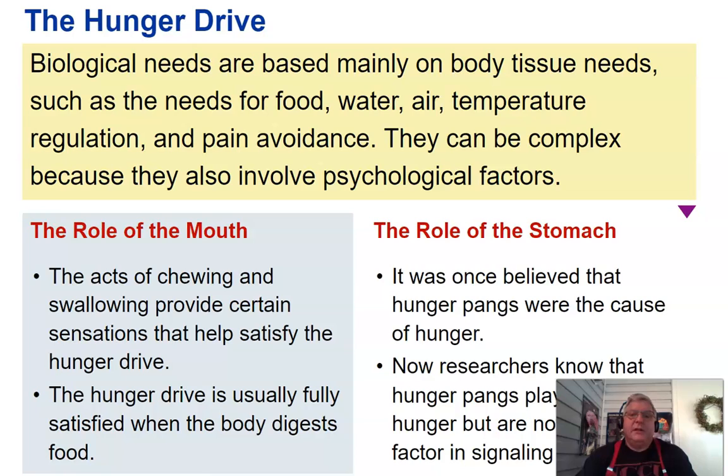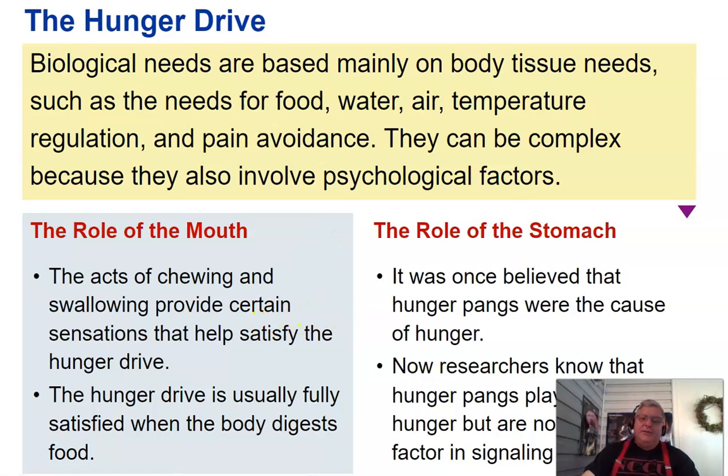The biological needs are based mainly on body tissue needs, such as the needs for food, water, air, temperature regulation, and pain avoidance. They can be complex because they also involve psychological factors. The acts of chewing and swallowing provide certain sensations to help satisfy the hunger drive. The hunger drive is usually fully satisfied when the body digests food. So you may have had this experience where you've chewed gum or something like that to keep from getting hungry right before dinner.